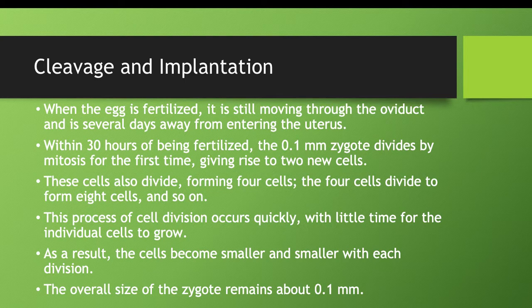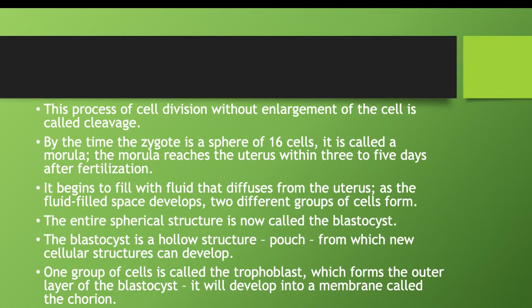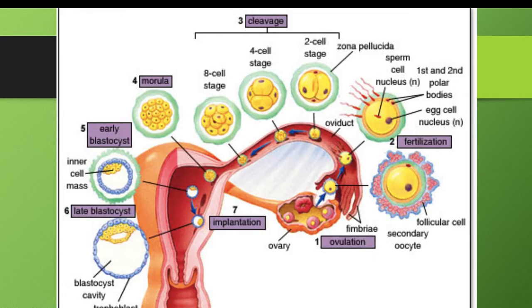That's what mitosis is. So the overall size of the zygote remains about 0.1 millimeter. Each cell becomes smaller and smaller as it divides. But overall, the zygote is 0.1 millimeter. So it's just breaking into smaller and smaller pieces of itself, but altogether is still keeping the same size. This process of cell division without enlargement of the cell is called cleavage. So if we go back here, that's that cleavage part. Cleavage.